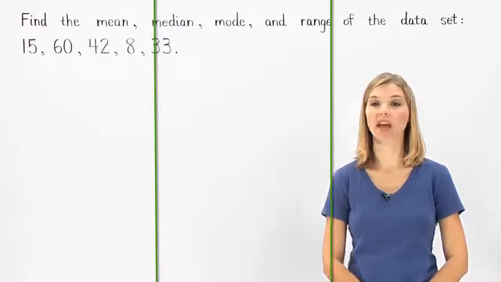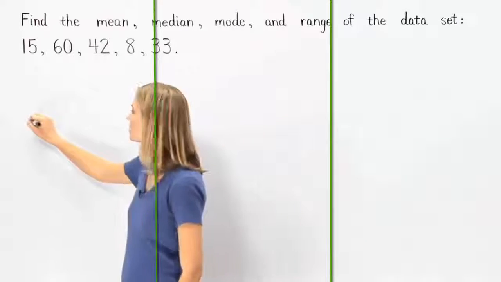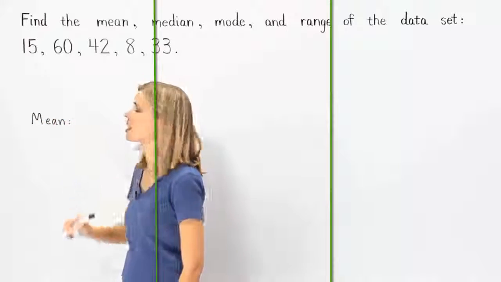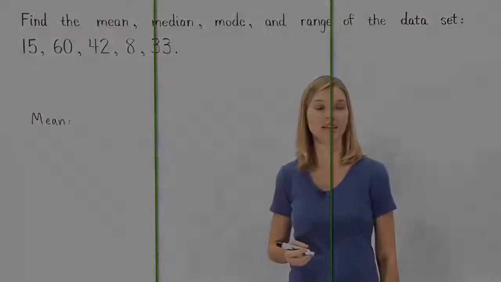median, mode, and range of the given data set. So let's first find the mean. Remember that the mean of a data set is the sum of the numbers in the data set.